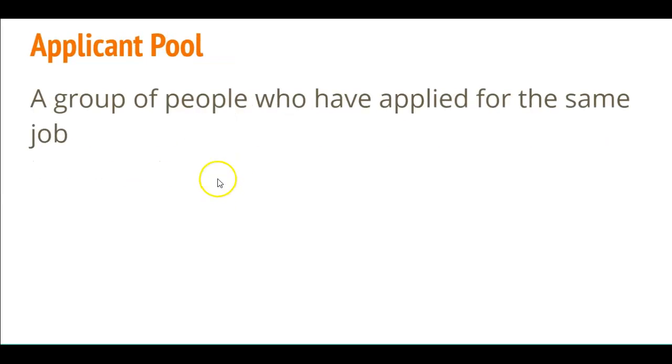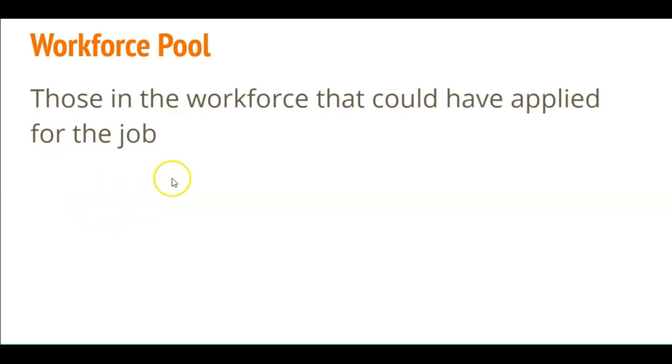An applicant pool, that's a group of people who have applied for the same job. So if an employer goes to look at the applicant pool, it looks at everybody who applied for that same position. Well, a workforce pool is those in the workforce that could have applied for the job. That includes the applicant pool plus everybody else that did not apply for the job. That's all we're going to worry about today.